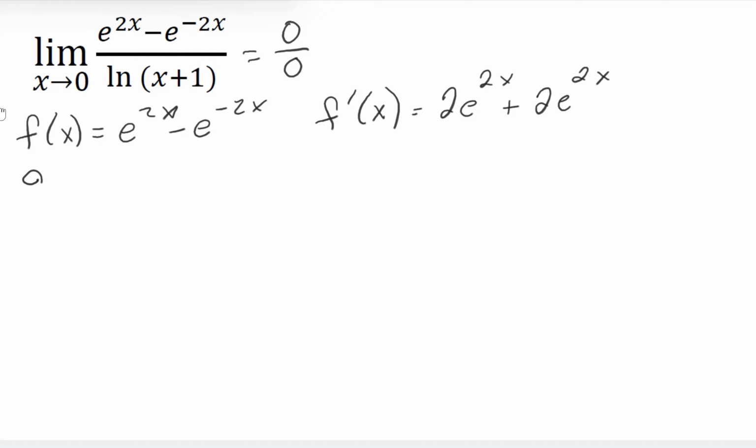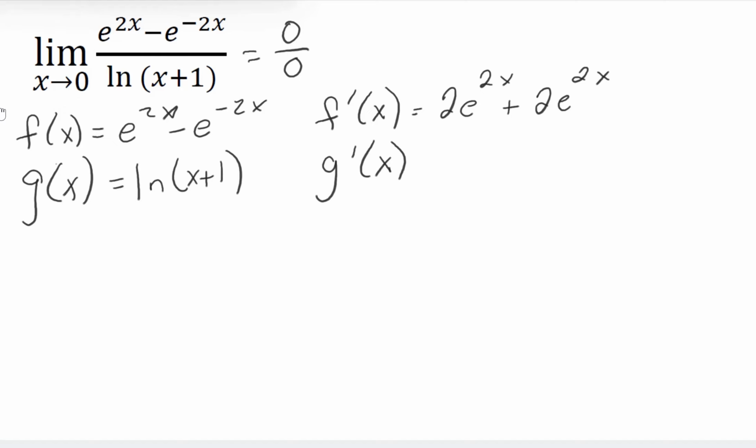So no, the quotient rule totally would, like when you look at a fraction, it's this limit in front that tells you it's not the quotient rule, because I'm not looking for the derivative of this function, I'm looking for the limit of it. So my g of x is ln of x plus 1. So this one we have to do the chain rule on. So the derivative of x plus 1 is 1. And then I have 1 over x plus 1, which is just 1 over x plus 1.